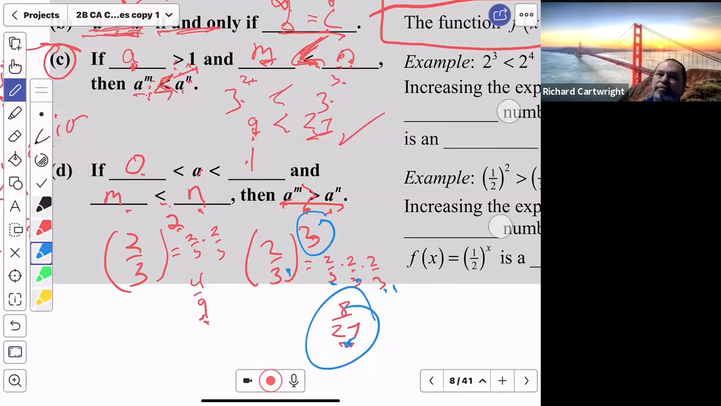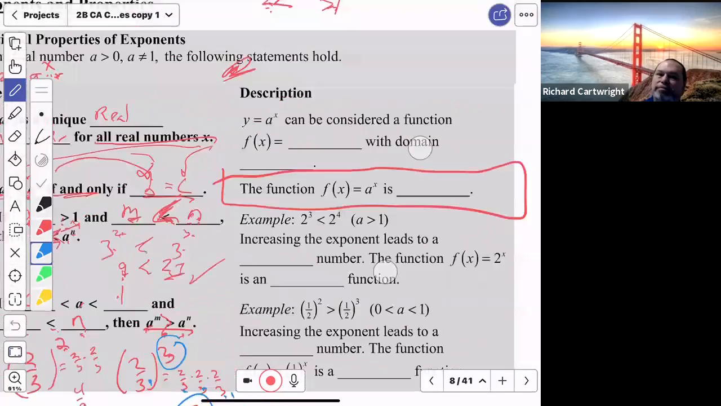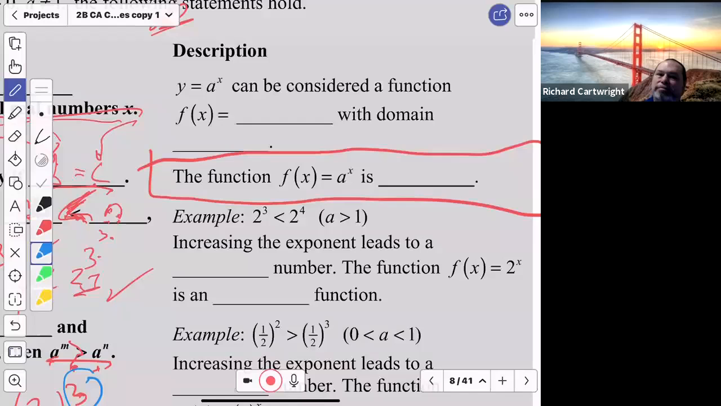These are important things to think about. I don't know if you'll apply them to these graphs, but you're going to have to help me out here, because I'm not sure what she's thinking all the time. Y equals a to the x can be considered a function f of x. Well, I think what she's saying is that if y equals a to the x, then f of x is a to the x because it's a function called a to the x.